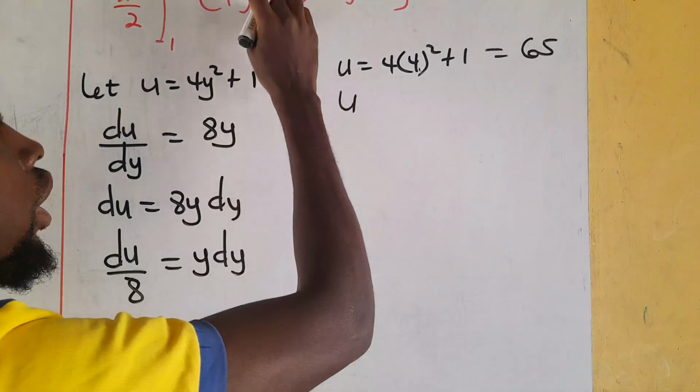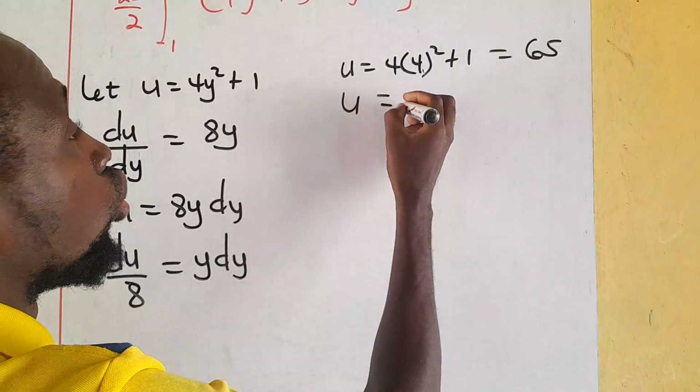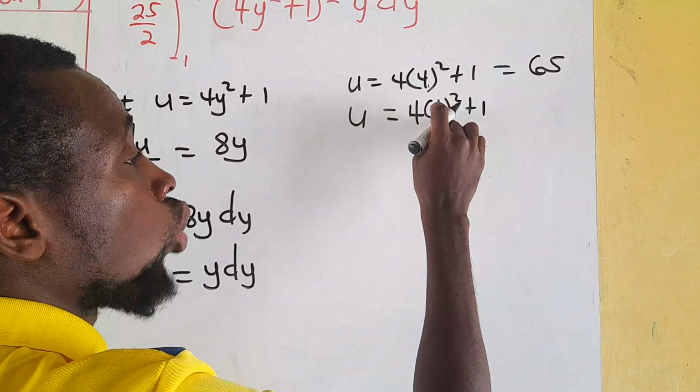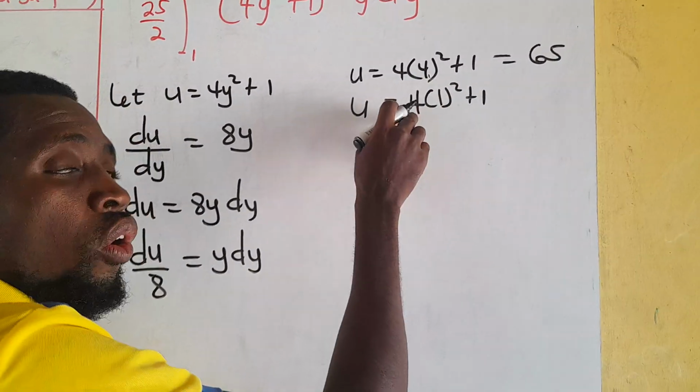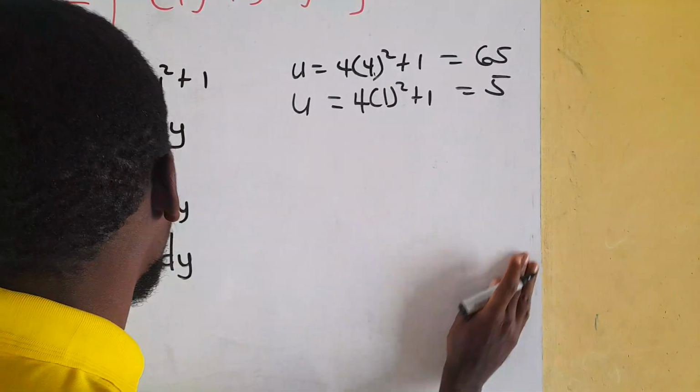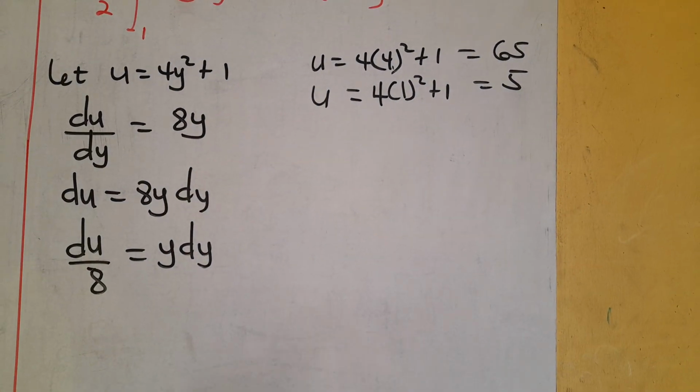Then when y is 1, what will be u? u will be equal to 4 times 1 squared plus 1. 1 squared is 1, times 4 will be 4, plus 1, that will give me 5. Now I'll do my substitution.